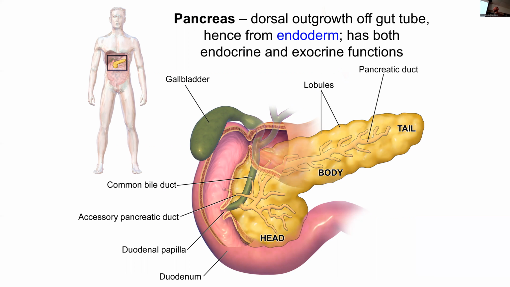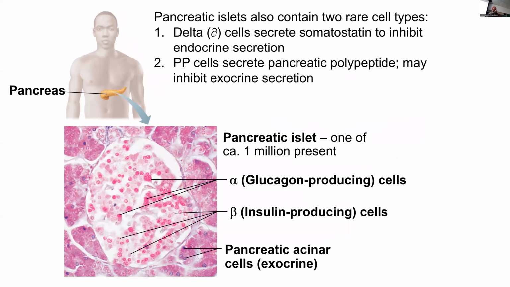We're not going to get into that in too much detail here, but I want you to know that it produces these enzymes that are important for digestion, but also serves as an endocrine gland. And specifically, it is important in regulating glucose and produces a hormone that you've all heard of called insulin.